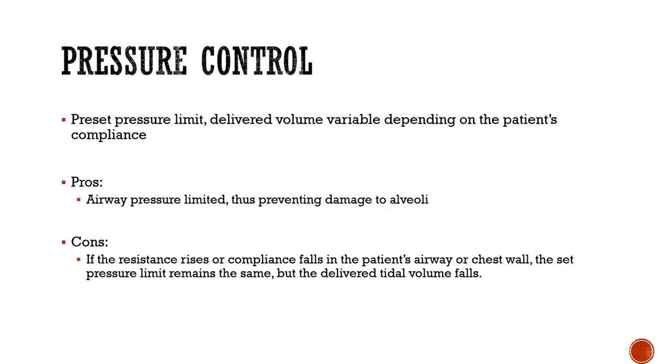So pressure control: a preset pressure limit delivers volume that is variable depending on the patient's compliance. The pro is that airway pressure is limited, which prevents damage to the alveoli. The con is that if the resistance rises or compliance falls in the patient's airway or chest wall, then that set pressure limit remains, but the delivered tidal volume falls.